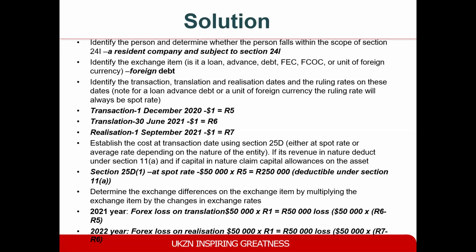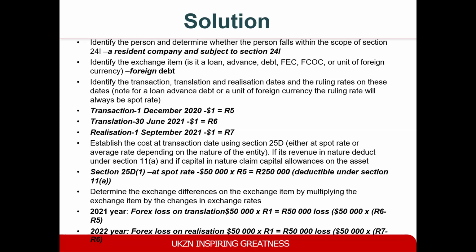Now we can see transaction date, which is 1st December, 5 rands. Then translation date, which is 30 June, 6 rands. Realization date, 1st September, 7 rands. Wow, it looks like we've identified that. Now let's go on. Establish the cost at the transaction date using section 25D. What does section 25D say? It says if it's a company, section 25D(1), we use the spot rate. What is the spot rate at that date? It's 5 rands. So we take $50,000 multiplied by 5 rands. We get 250,000 rands, in South African rands.